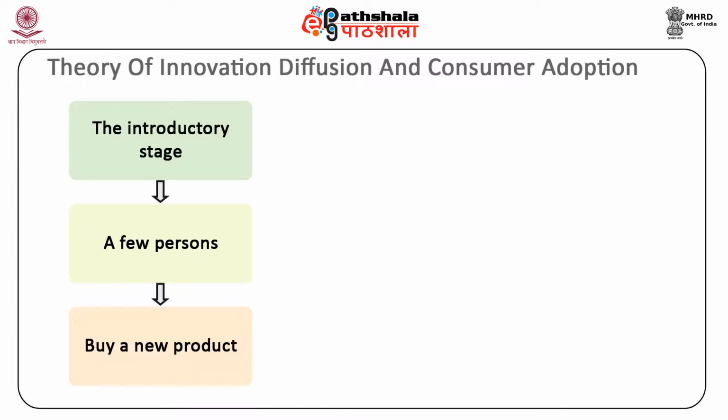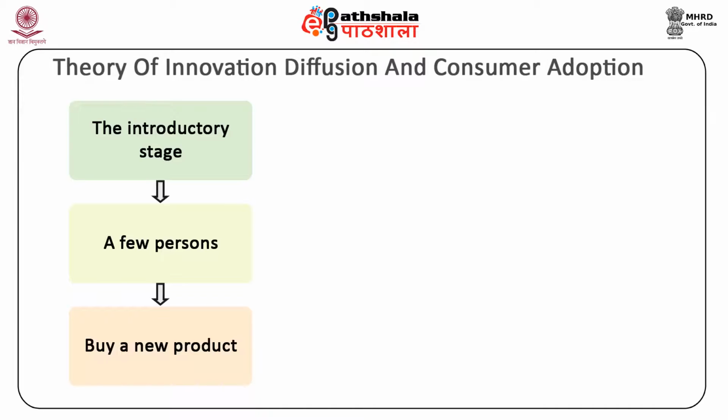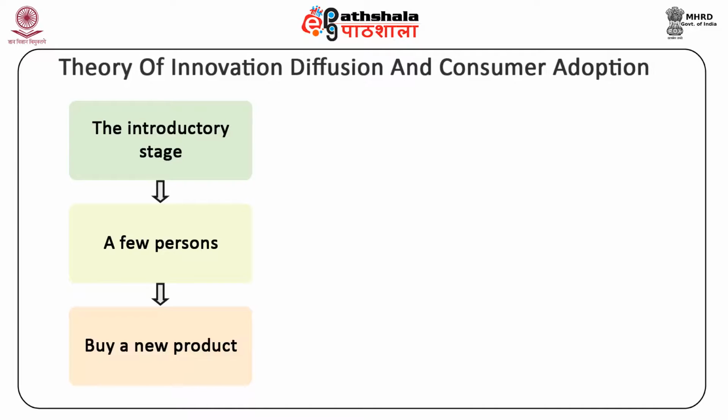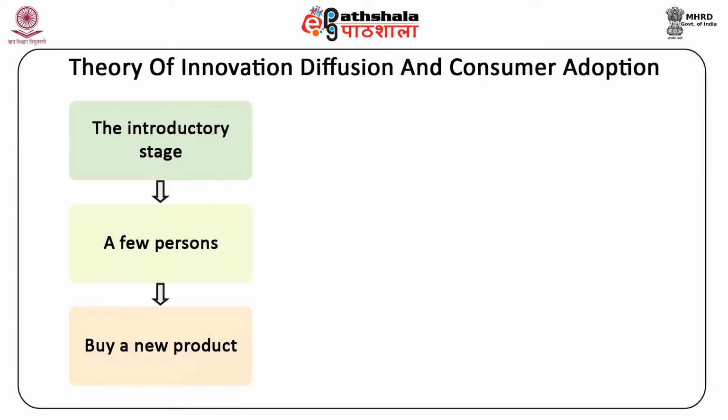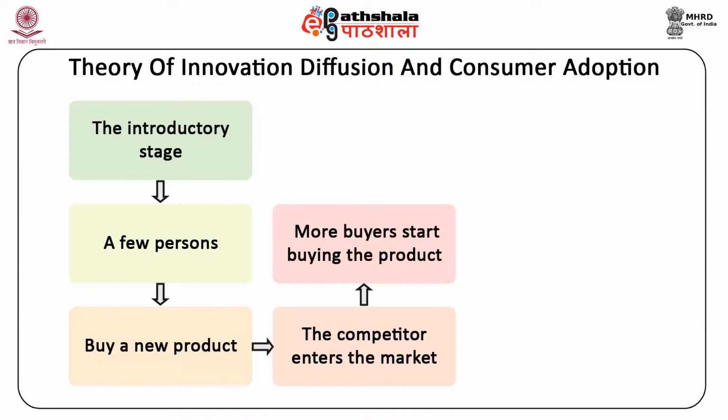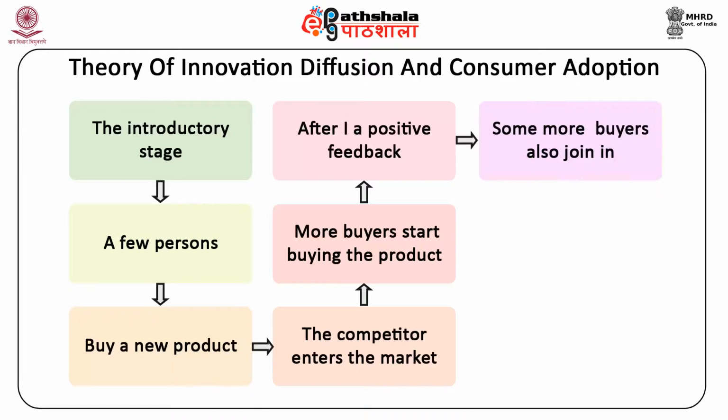If the product is satisfying, a positive message spreads and a larger number of buyers, that is early adopters, are drawn in. At this stage, the competitor enters the market, resulting in increasing the market's awareness and causing the prices to fall. As a result of this, more buyers start buying the product at the growth stage, that is early majority, and after listening to their positive feedback, some more, that is late majority, buyers also join in.